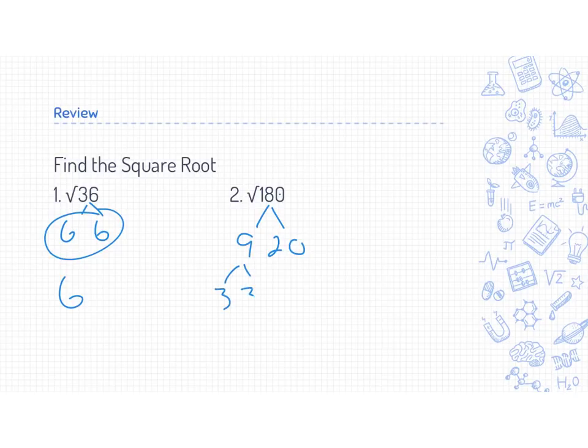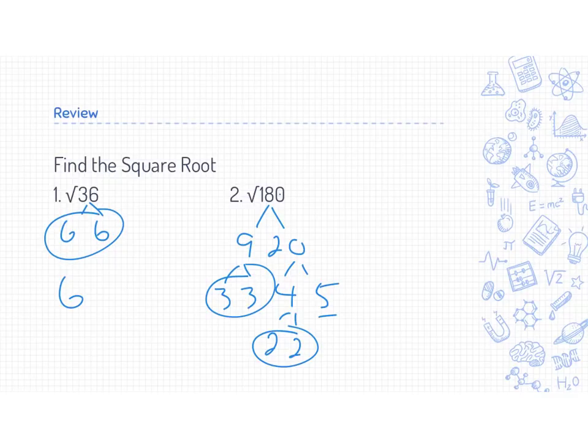9 becomes 3 and 3. 20 becomes 4 and 5. 4 becomes 2 and 2. I have a pair of 3s, I have a pair of 2s. My 5 is all by itself, so I can pull out a 3 and a 2, and I have that 5 left in there. 3 times 2 is 6, root 5 as my answer there.